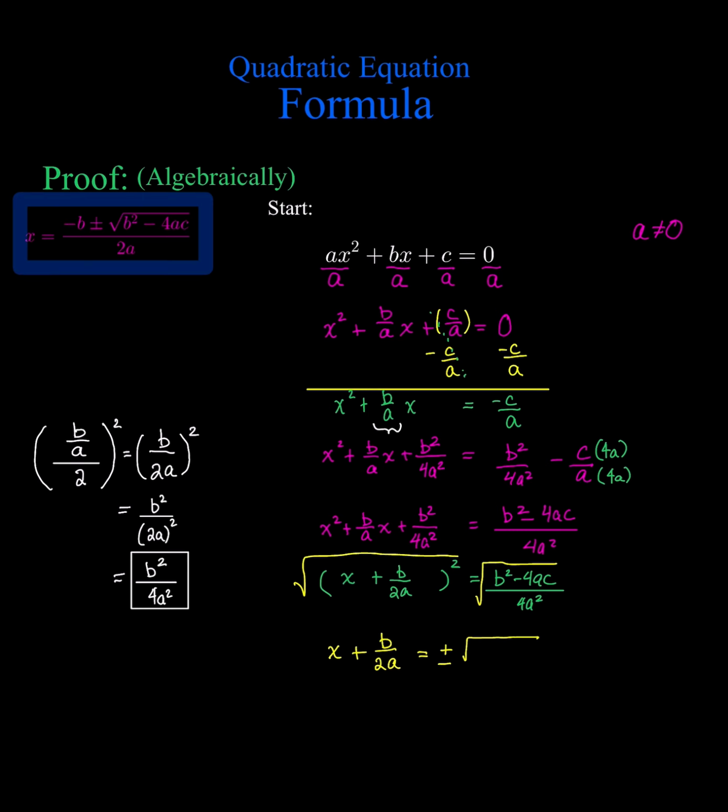The square root of b squared minus 4ac. And of course, on the bottom, we will also have to take the square root of that. And I'm just going to simply write it as the square root of 4a squared for the time being. Now to simplify the right-hand side, you will have the following. x plus b over 2a equals plus minus the square root of your discriminant, b squared minus 4ac, over 2a.